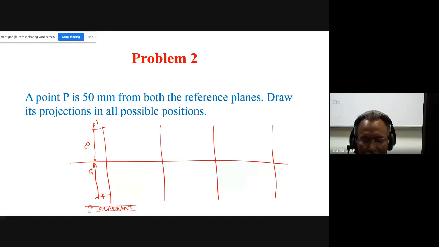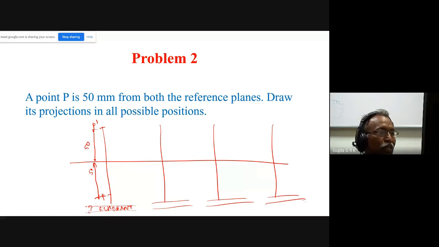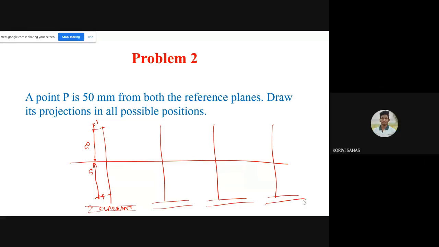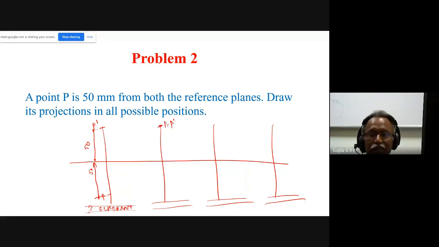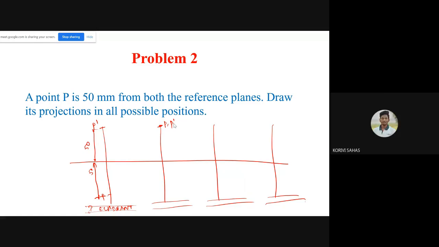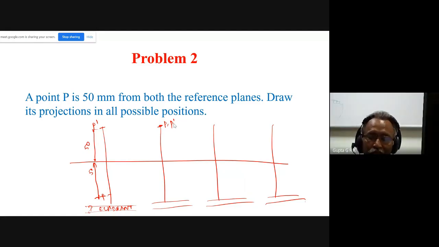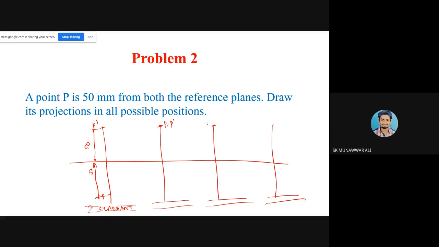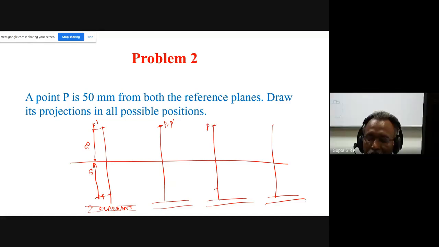It may need more than 25 mm because I am writing first quadrant here, second quadrant, third quadrant, fourth quadrant, like that I have to give. In the second quadrant, where will be P and P dash? Both above XY, P comma P dash, right? Yes, sir. If it is in the third quadrant, P dash is above XY and P is below.